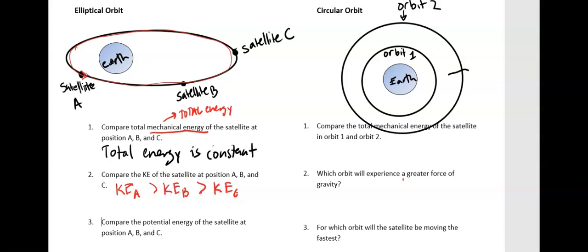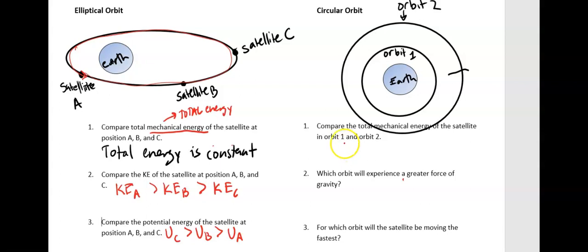Now let's think about potential energy. Where is it the biggest? It has more potential energy when it's farther away. So the potential energy at C is going to be greater than the potential energy at B, which is even greater than the potential energy at A. Cool. So that's pretty conceptual. I like that. Okay, let's go ahead and look at this one now.